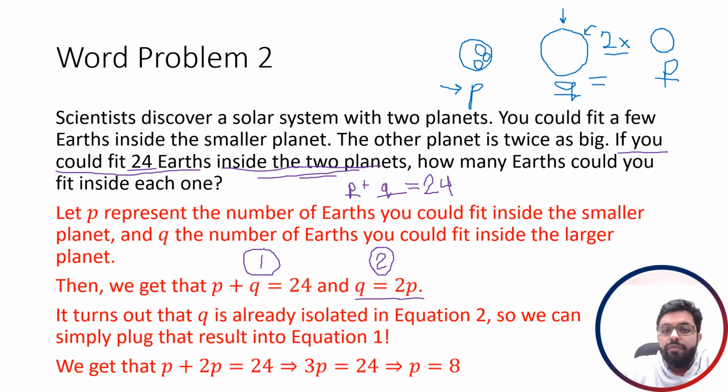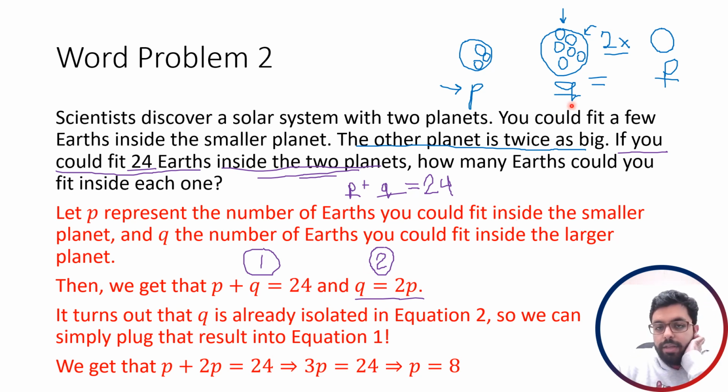We just know that if it's 3 inside the smaller one, it's going to be 6 inside the bigger one, right? That's the whole point of this statement right here: the other planet is twice as big. So if it's 3 in the smaller planet, it's going to be 6 in the bigger planet. If it was 10 in the smaller planet, it's going to be 20 in the bigger planet, right?